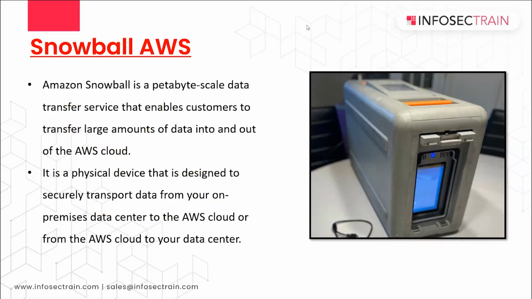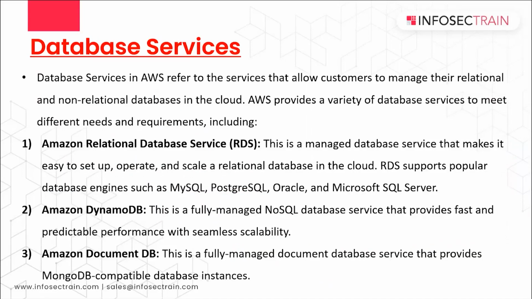So now, guys, let's move to our next topic, which is database services. We have talked about compute services, and we have talked about storage services. Now let's talk about database services. Database services in AWS refers to the services that allow customers to manage their relational or non-relational databases in the cloud. AWS provides a variety of database services to meet different needs and requirements.